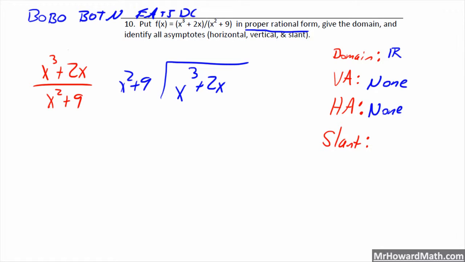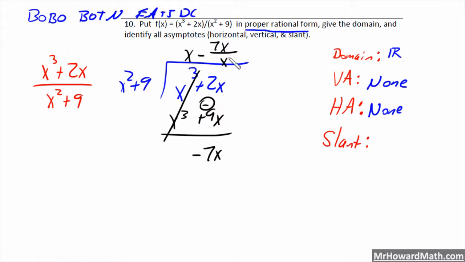So x squared plus 9: I would need an x here to give me an x cubed there, x times 9 is 9x. So that would cancel. This flips to subtraction: 2x minus 9x is negative 7x. Nothing left to bring down, so that is my remainder. That would be minus 7x over x squared plus 9. The equation of the slant is y equals everything in front of the remainder.